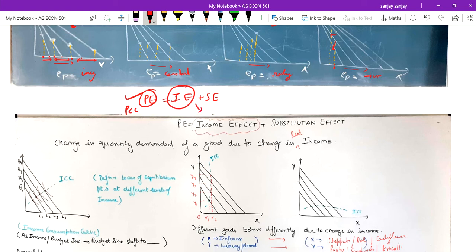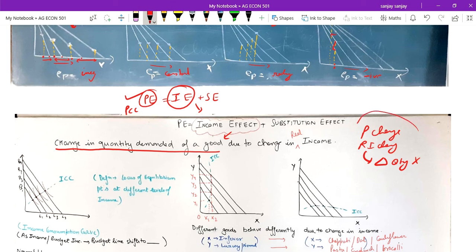Income effect is simply, I told you that when something's price comes down, your real income also changes. So whenever the price of something changes, your real income also changes, and the change that this brings in the quantity demanded of a good is called the income effect. Price change, real income will change, and this leads to a change in quantity demanded of X, let's say we are talking about X. So this is called the income effect.